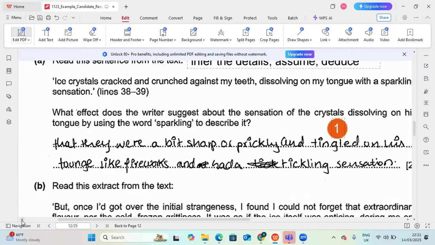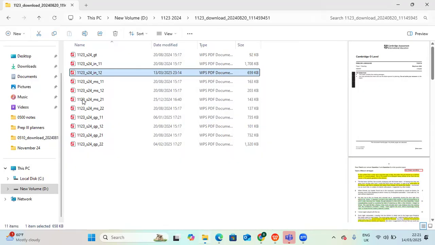Okay, so the first one is sparkling. It's obviously creating a tingling effect or tickling effect. So what could be the second effect that is being created over there?